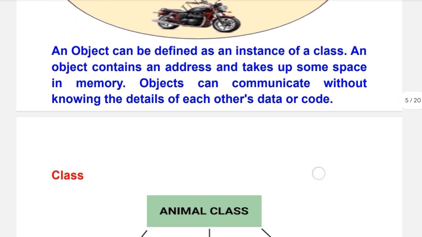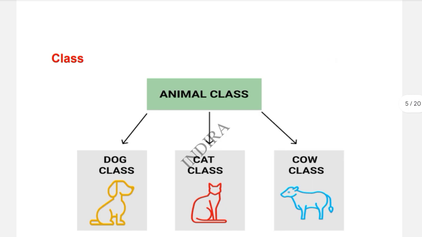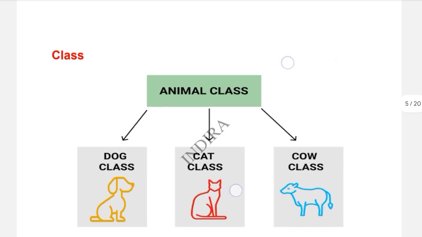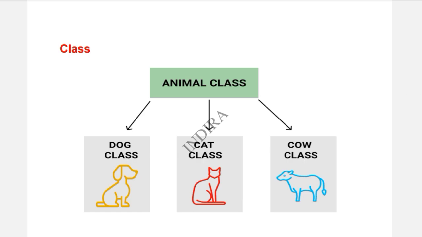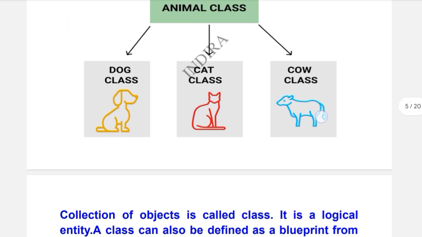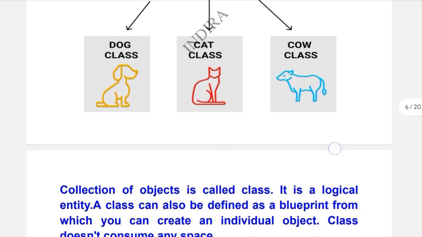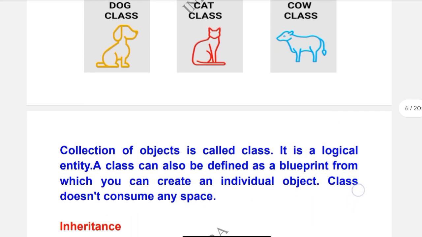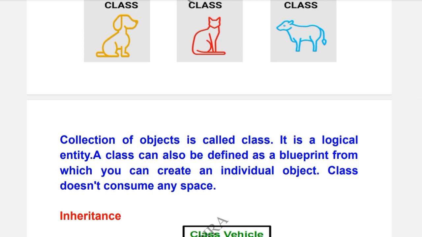Next one is class. Class is nothing but a collection of objects. Here class is a logical entity, and it is defined as a blueprint from which you can create an individual object. And class doesn't consume any space. Why? Because it is dependent on the object. Since class is dependent on the object, it doesn't consume any space, whereas object provides some space to the data, unknown data. That's why object consumes space, whereas class is dependent, it doesn't consume space.